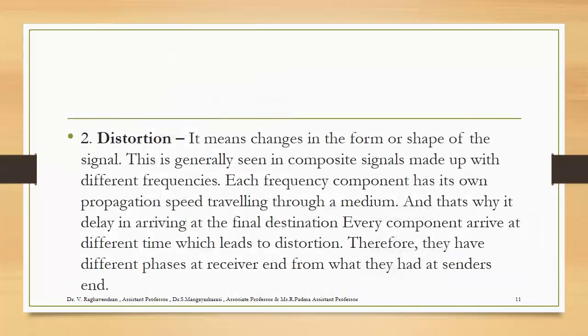So the second one, distortion. Distortion means changes in the form or shape of the signal. This generally happens in composite signals, which are made up of different frequencies. Each frequency component has its own propagation speed when traveling through a medium. So based upon the medium, it may have a different propagation speed, and that's why there is a delay in arriving at the final destination. Every component arrives at a different time, which leads to the distortion. Therefore, they have different phases at the receiver end from what they had at the sender's end.